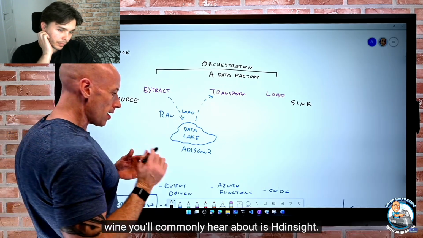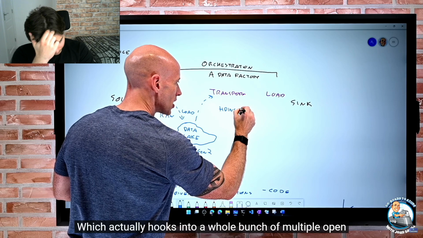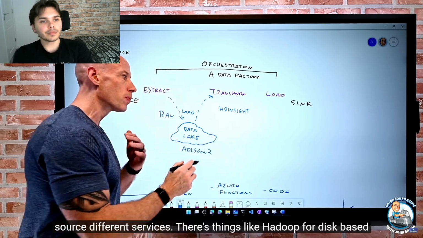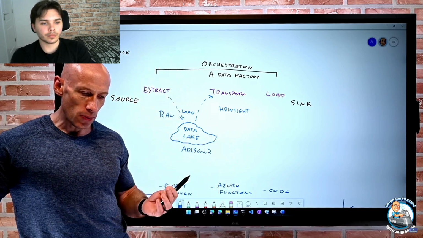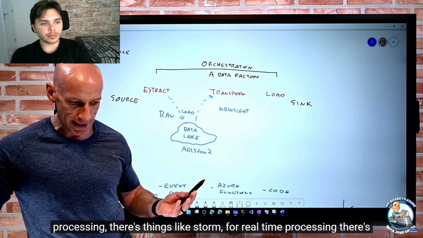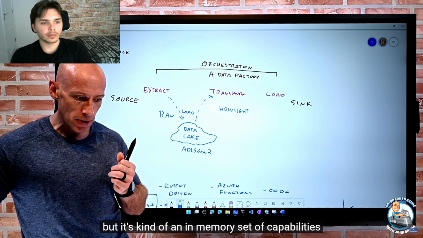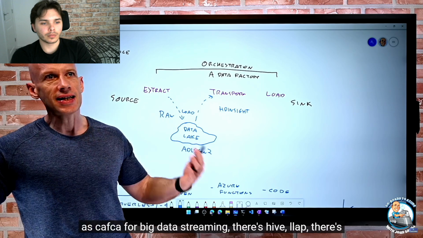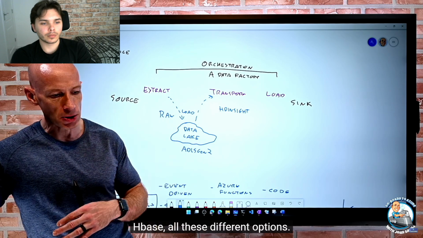Now, the one you'll commonly hear about is HD Insight, which hooks into a whole bunch of different open source services. There's things like Hadoop for disk-based processing. There's things like Storm for real-time processing. There's Spark. Spark's a big one, mostly batch jobs, but it's an in-memory set of capabilities. There's Kafka for big data streaming. There's Hive LLAP. There's HBase, all these different options.